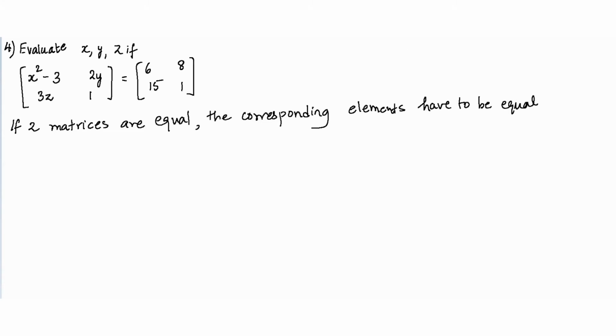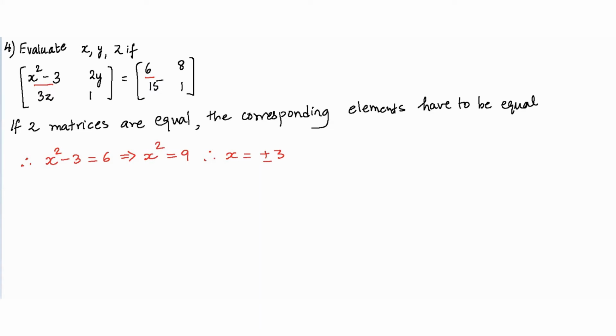So now let us take the corresponding elements. x square minus 3 should be equal to 6. Therefore, x square minus 3 is equal to 6, which implies x square should be equal to 9. And therefore, I can say that x is equal to plus or minus 3, because square root of 9 could either be positive or it could be negative. And therefore, the value of x is plus or minus 3.